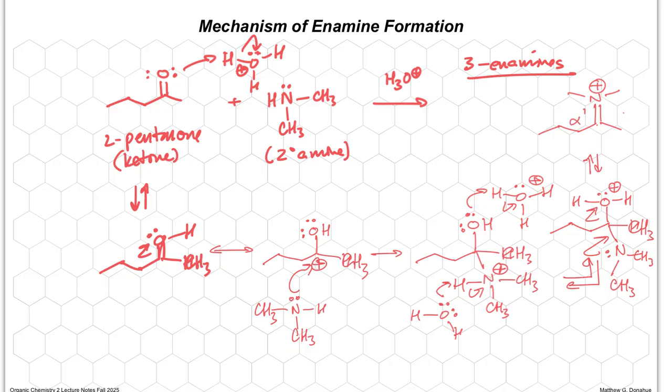So we had alpha prime and alpha. And so the last acid-base reaction, I'll just show one of them. We're going to deprotonate, form the alkene pi bond, and then nitrogen gets its lone pair back. And so formally, that's the production of H2O, water.